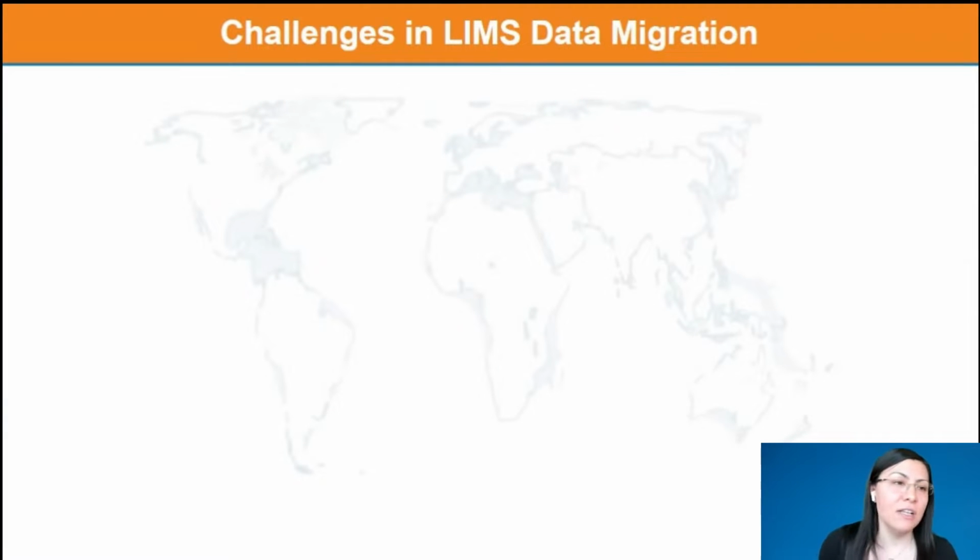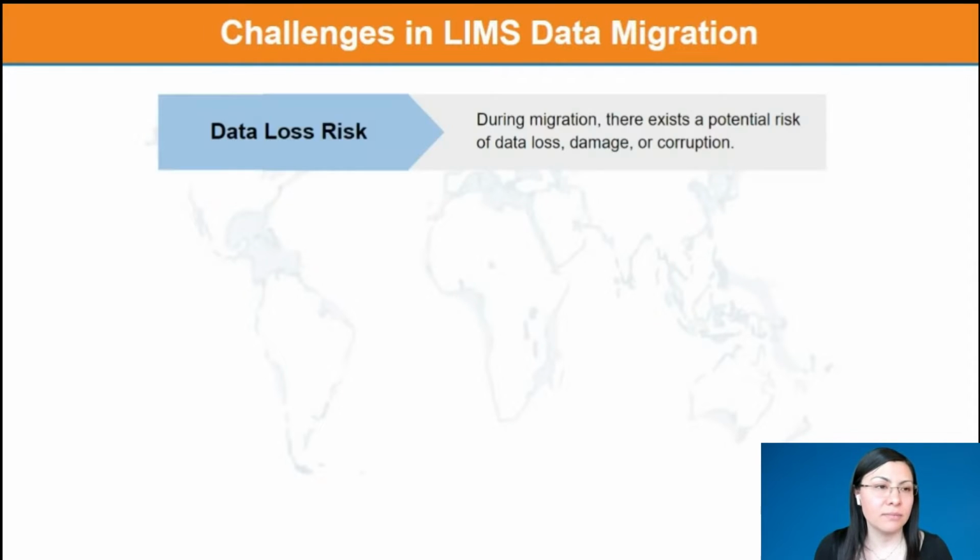There are several challenges associated with this process. Some of these are the following. The data loss risk. As we know, when we are migrating data from one LIMS to another, often we see that the lab stops its operation and many analytical instruments get shut down. During this process, some data might get lost. So we need to be very careful in this aspect.